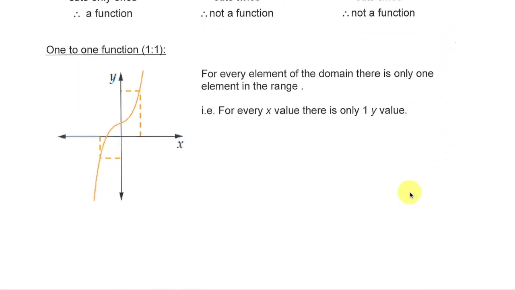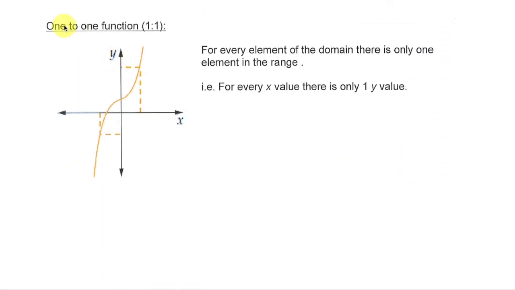And we have various types of functions. A one-to-one function: for every x value, there is only one y value. So this function here is one-to-one.